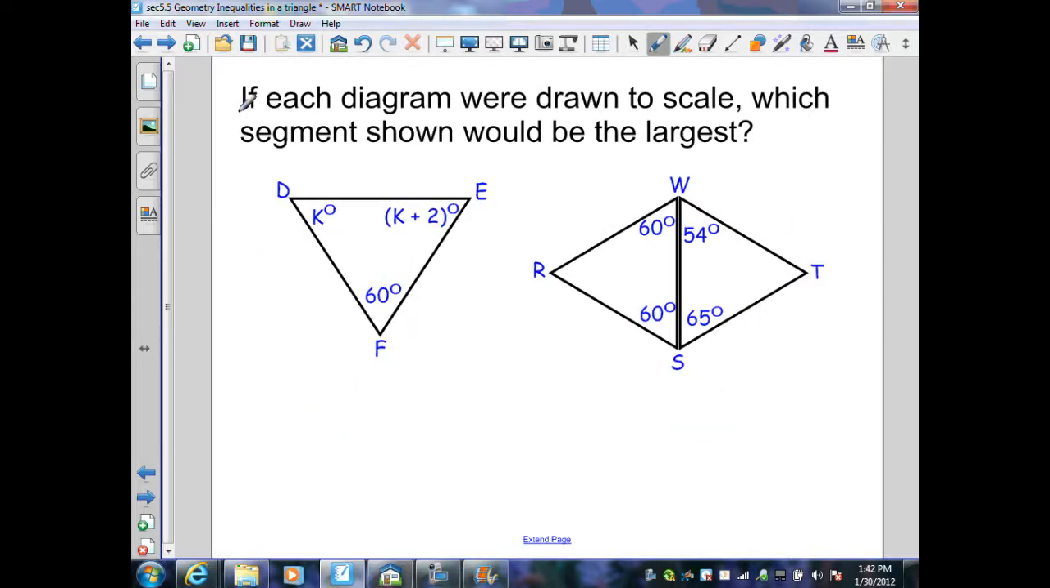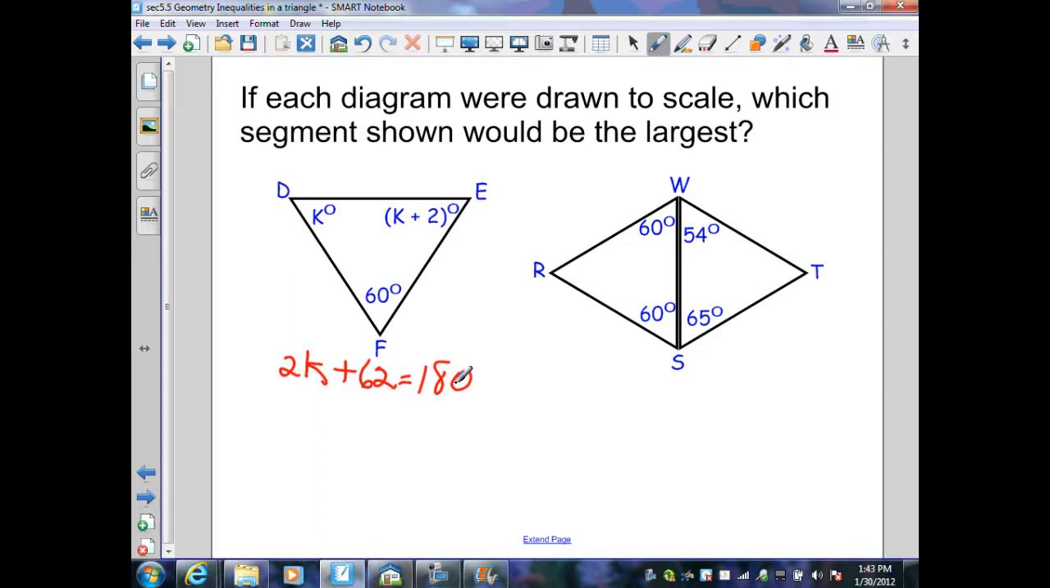In this example, if each diagram were drawn to scale, which segment shown would be the largest? Remember, by the side inequality theorem, the longest side is opposite the largest angle. And in triangle DEF, we're given an angle with a measure of 60 and two unknown measures. But we can determine what the value of k is and find out what the value of these two angles are. I know by the triangle sum theorem, the three angles must add up to 180. Therefore, k plus 2 plus 2k plus 2 plus 62 will equal 180.